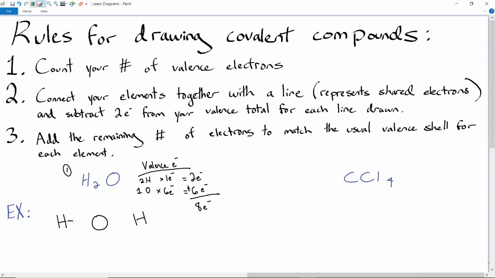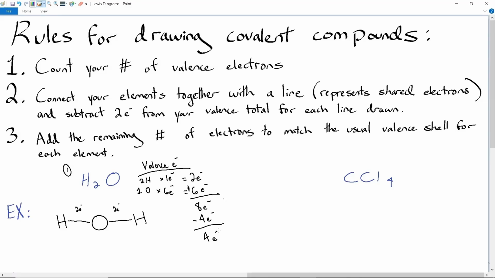And I need to connect them with our lines. And now we need to subtract 2 electrons from the valence total for each line drawn, because as I mentioned before, each line represents 2 electrons. I have 2 of those. That gives me a total of 4. Now I'm left with 4.